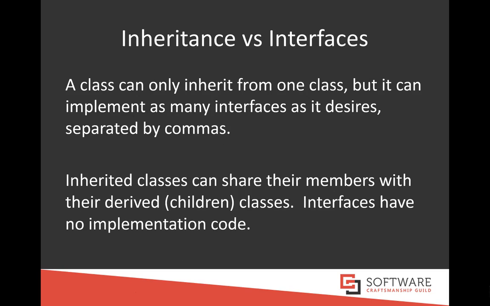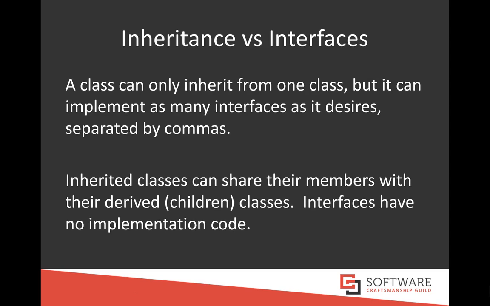Inheritance versus an interface. This is a common interview question. A class can only inherit from one class. It can implement as many interfaces as it desires. You just separate them out by commas. Inherited classes share their code, their members, with their derived child classes. Interfaces have no implementation code. So the common interview question is, what's the difference between inheritance and using an interface?